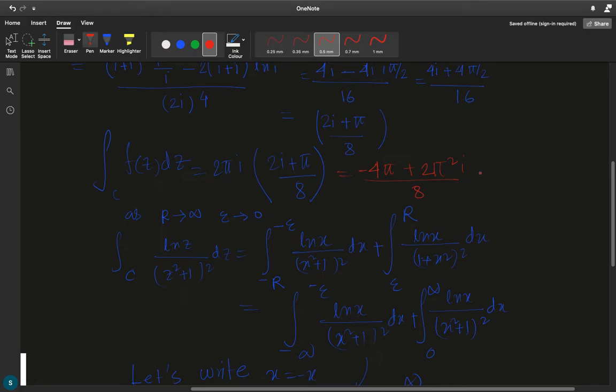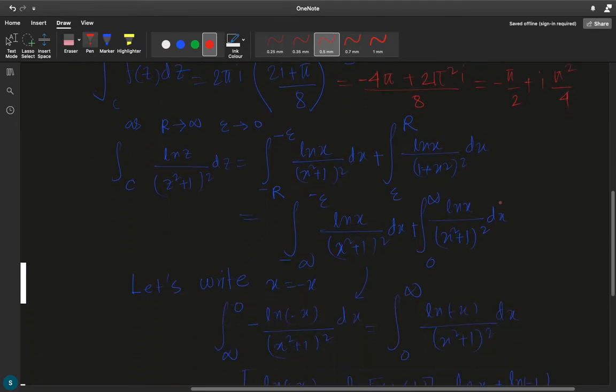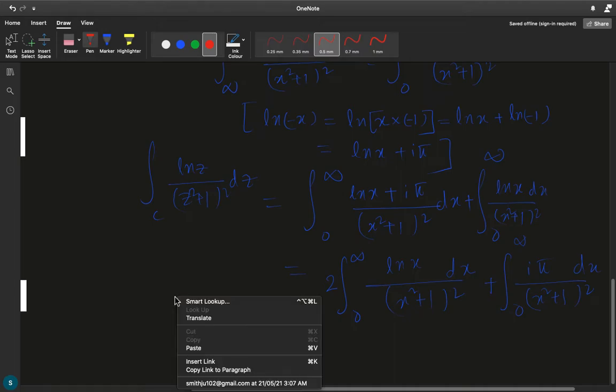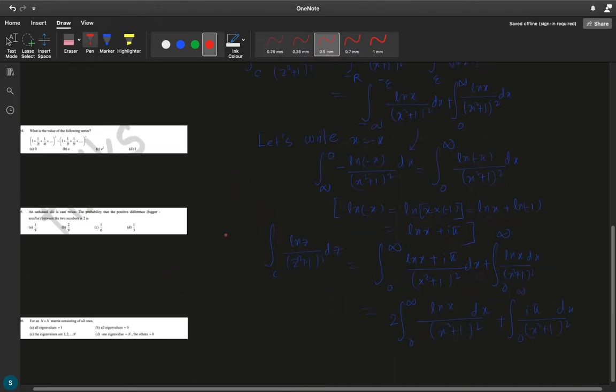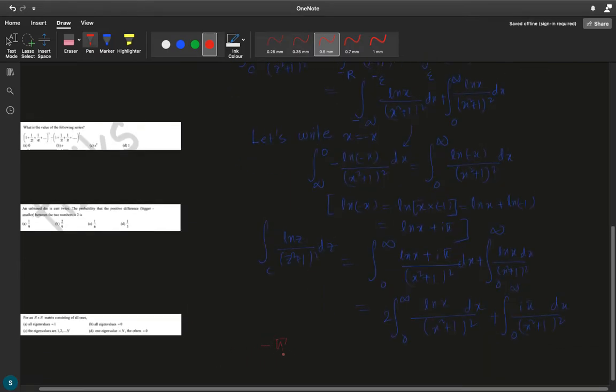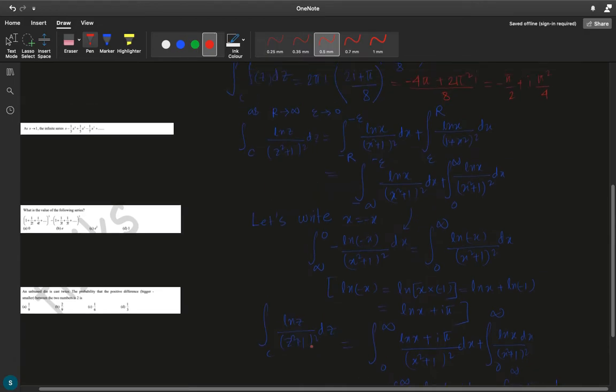So if I separate the real term and the imaginary term, the real term is basically minus pi by 2 and the imaginary term i is equal to pi square by 4. Alright, so this is the value of the integral. So we are equating the value of the integral on both sides. The value of the integral is minus pi by 2 plus i pi square by 4.